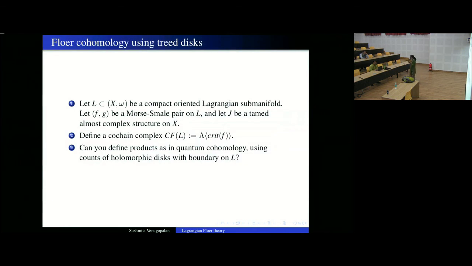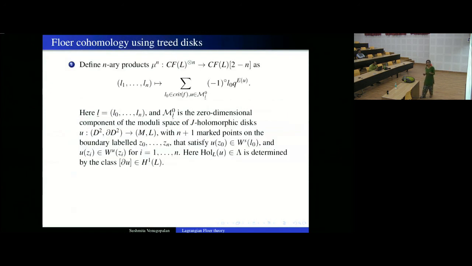What will happen is we have disk bubbling. We have a boundary, so when we look at the boundary of any dimension 1 moduli space, you will also have configurations with disk bubbling. So we need to somehow account for that in our algebra. The right algebra for that is an A-infinity algebra. So let me set up the algebra first, and we'll come back to the geometric picture.